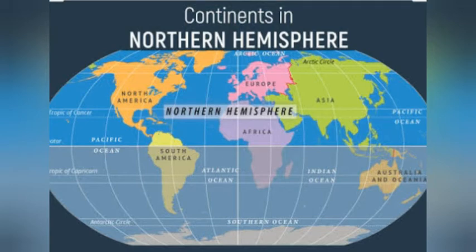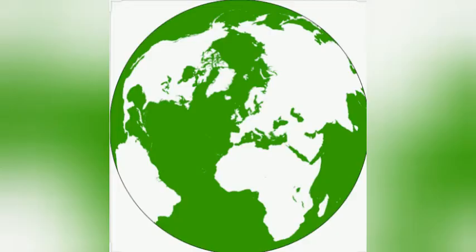The northern hemisphere has 60% of land and 40% of water, therefore it is called the land hemisphere. And as I already told, green indicates the land.